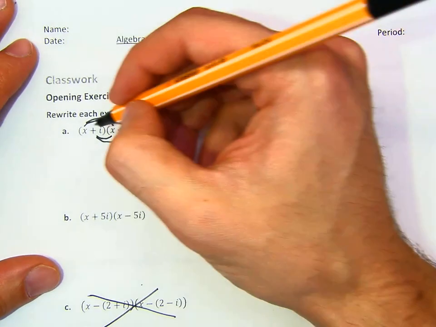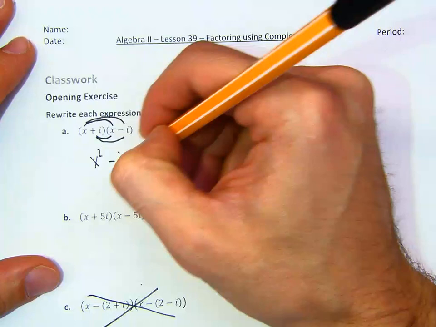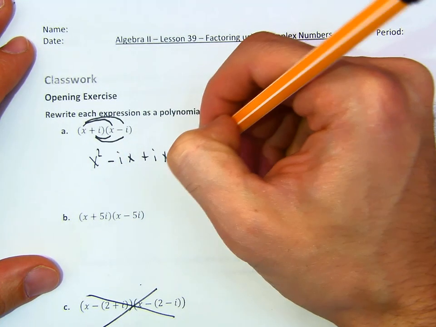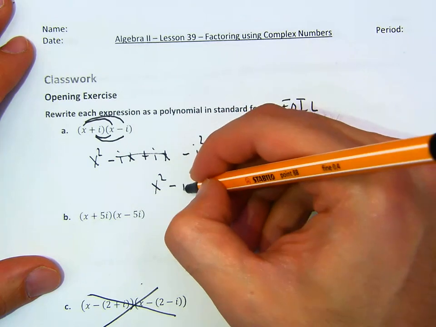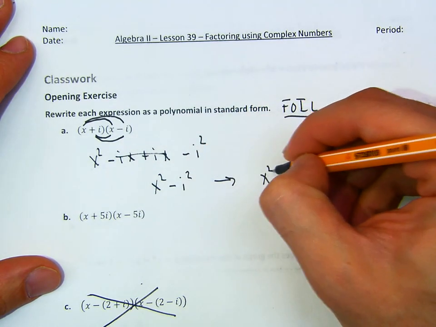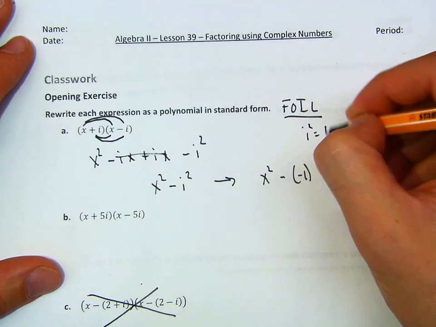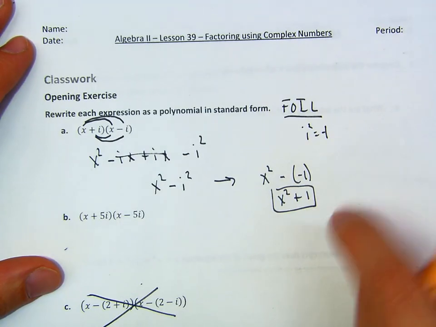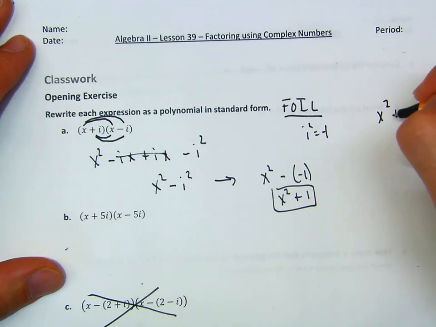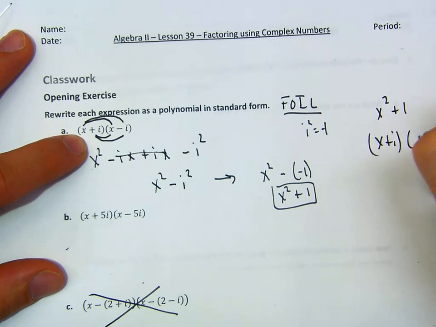But just if you want to see how it's done very quickly, x times x is x squared. This is -ix plus ix minus i squared. And then this becomes x squared. These two cancel, minus i squared. But then that's x squared minus -1, because i squared is -1. And this becomes x squared plus 1. So notice, x squared plus 1, how does this factor? It factors as x plus i, x minus i.